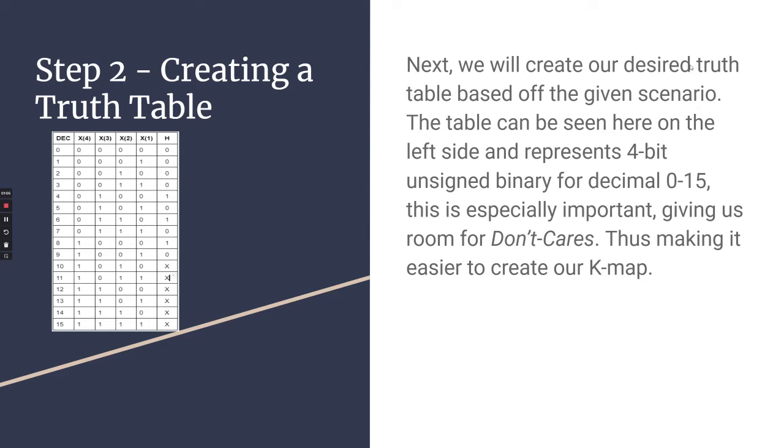Step 2 was creating our truth table, as you can see here on the left. Now this represents 4-bit unsigned binaries for decimals 0 through 15, and it goes through 15 because it gives us a good sign on how to use our don't cares, which are labeled as our x's here, which will in turn make it easier to create our K-map.